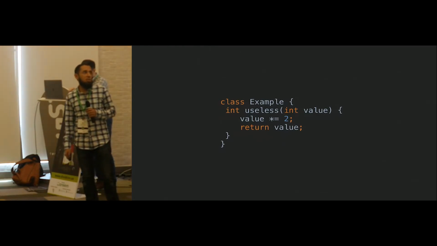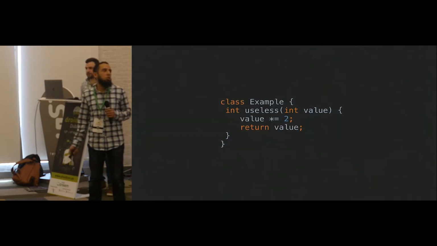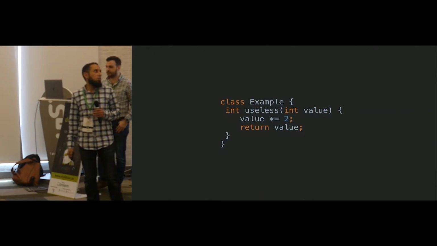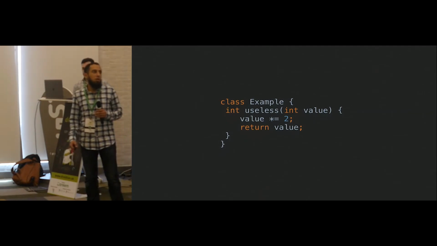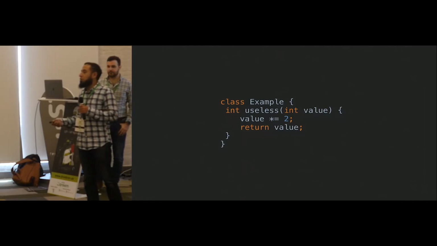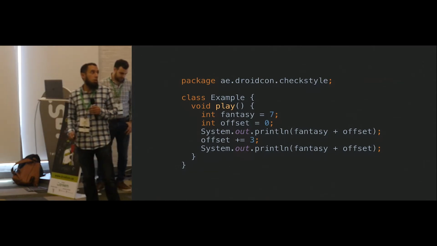So here's an example where we're just multiplying the value by 2. There's nothing really wrong with this method, but Checkstyle will tell us assigning a parameter value is not allowed. So there's really no reason for us to be assigning one of the input parameters to another value. And as a matter of fact, for those of us who started using Kotlin, that's why by default, parameters in Kotlin method calls are vals.